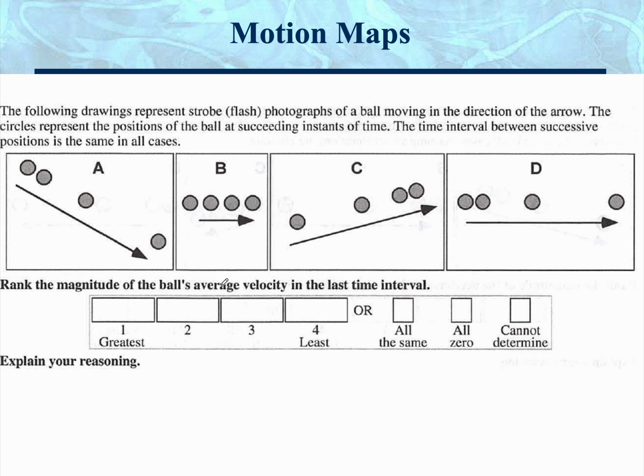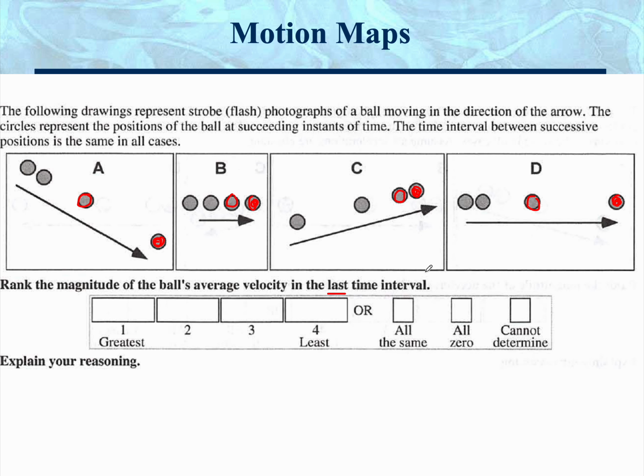What's the average velocity in the last time interval? So for this one, it starts out here, ends up here. We don't have numbers this time. Here it starts out here and ends up here. Here it starts out here, ends up here. And this one starts out here and ends up here. You'd have to get a ruler out probably to compare D and A. But just looking at it, these all happen in 1 second.